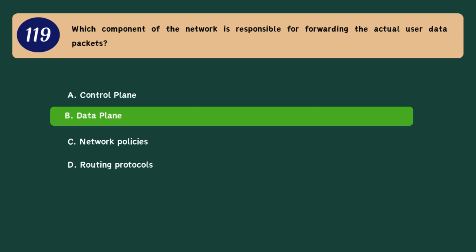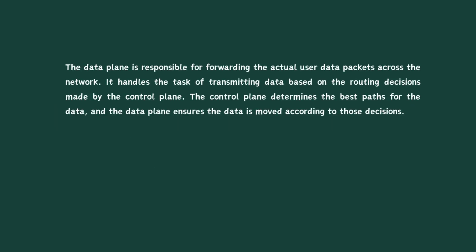Correct answer: B. Data plane. The data plane is responsible for forwarding the actual user data packets across the network. It handles the task of transmitting data based on the routing decisions made by the control plane. The control plane determines the best paths for the data, and the data plane ensures the data is moved according to those decisions.